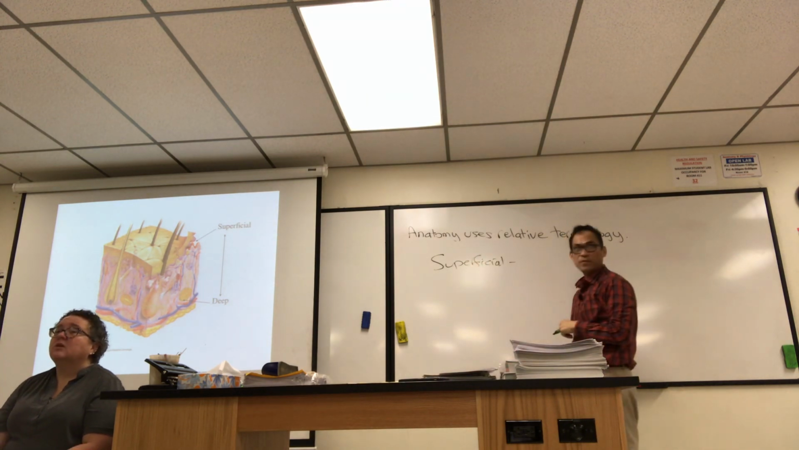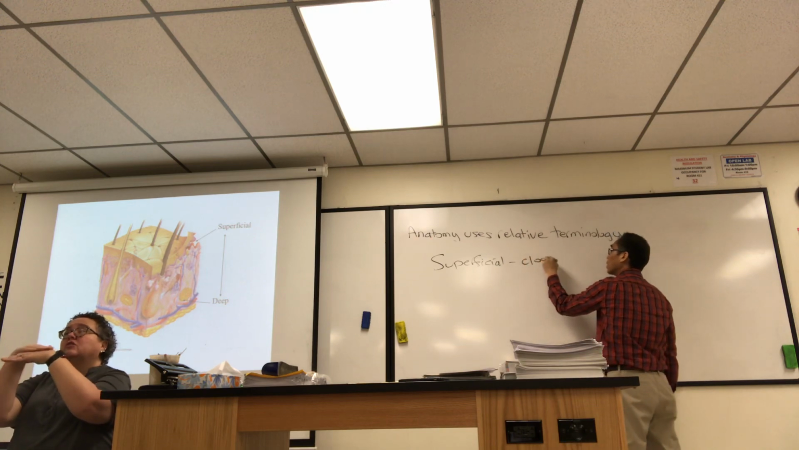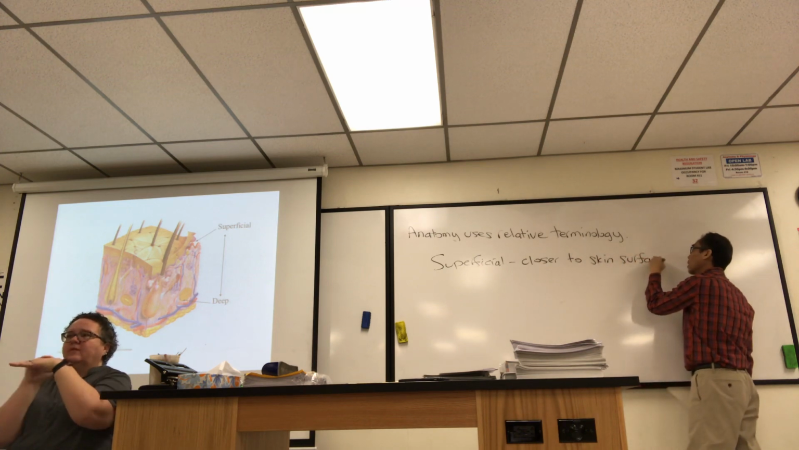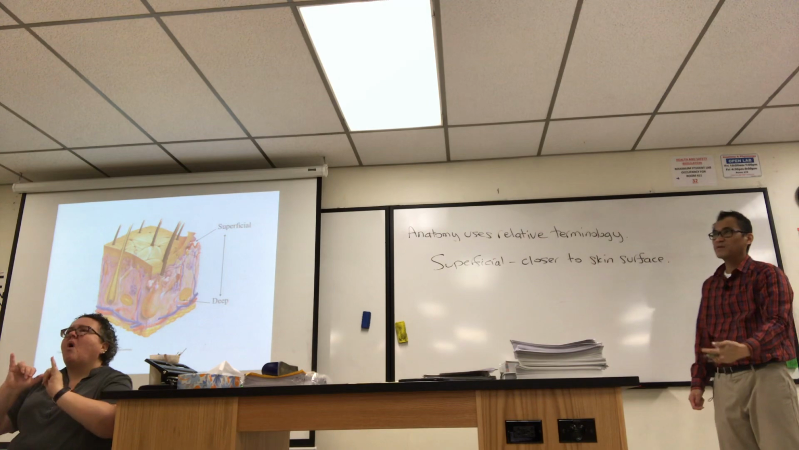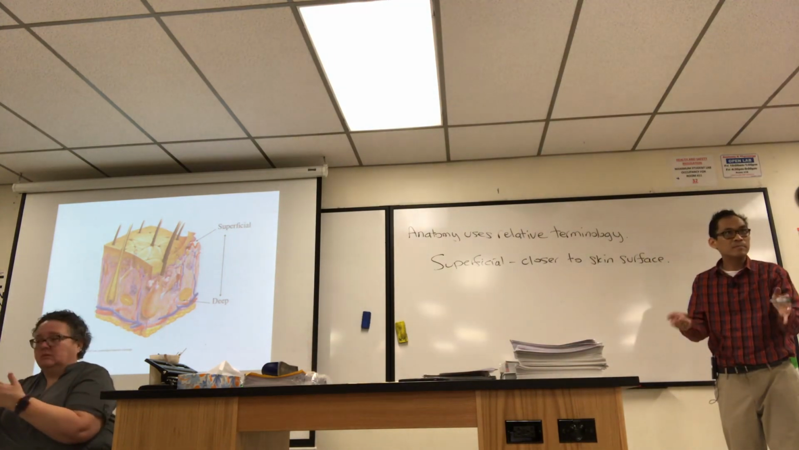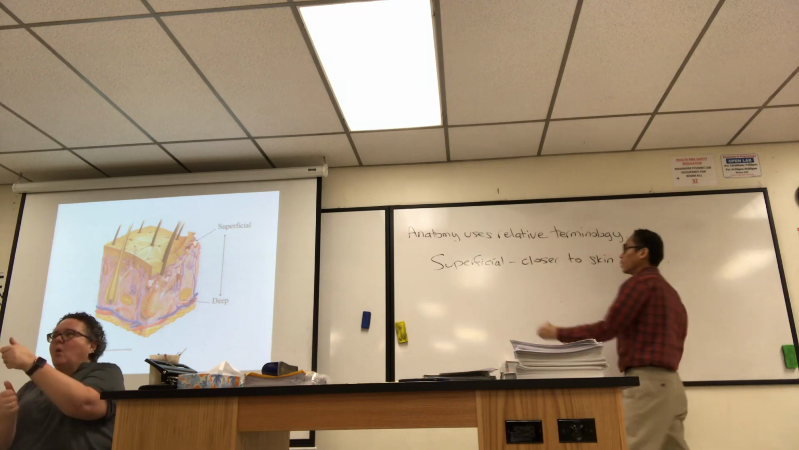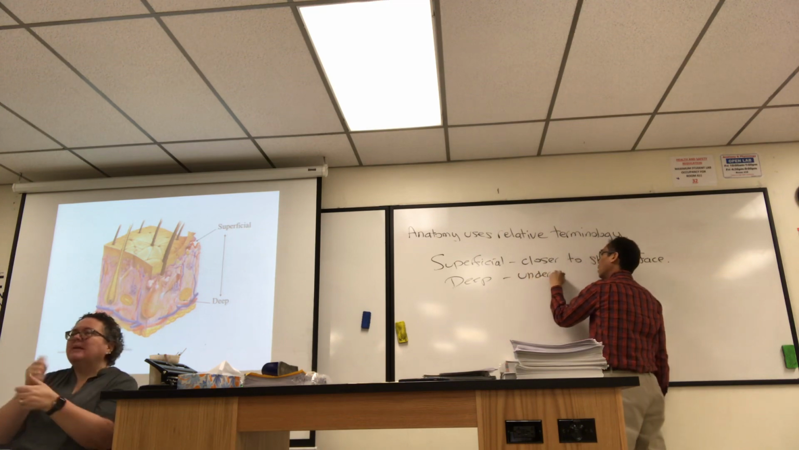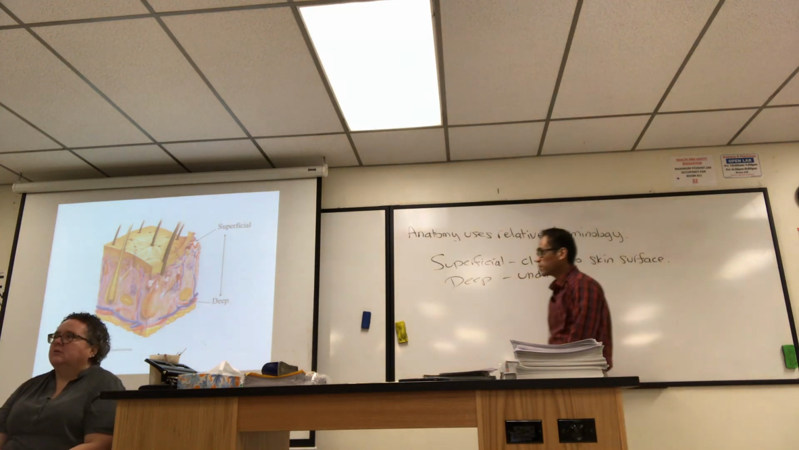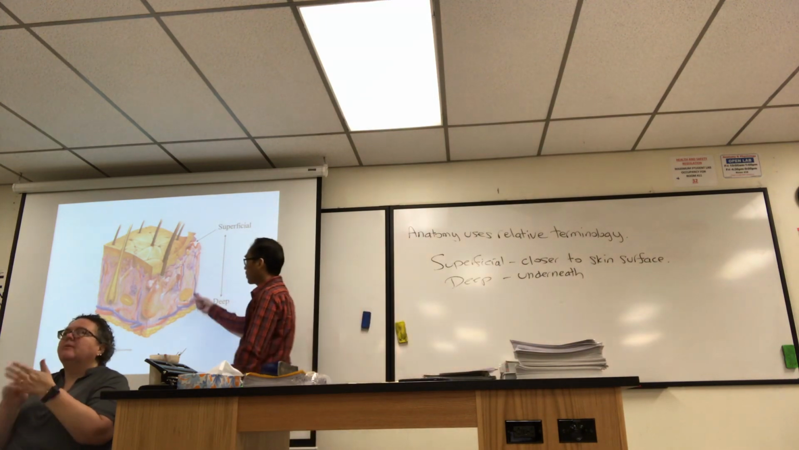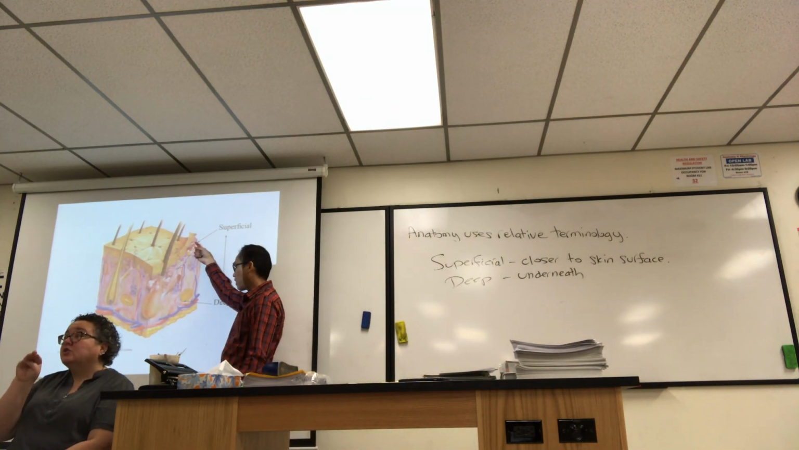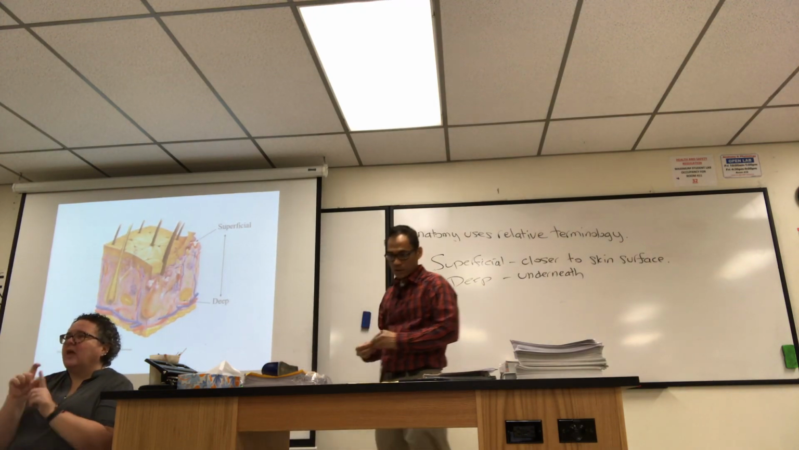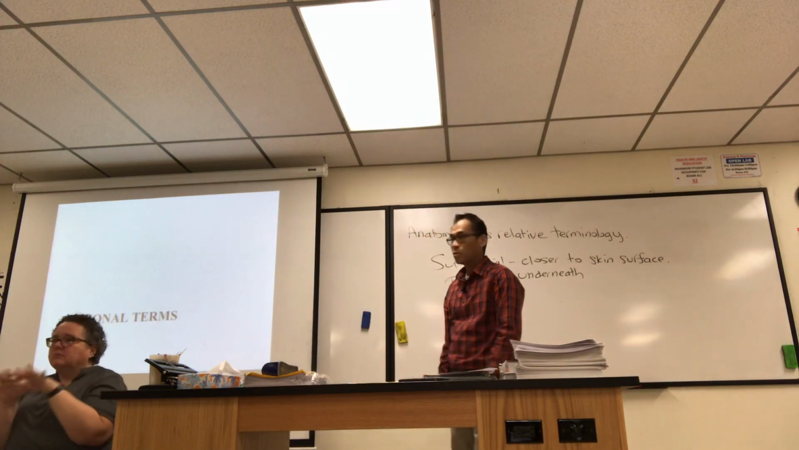means closer to the skin surface. And if we use the term deep, it means it's underneath it. Whatever it is, it's below, underneath. The dermis is deep to the epidermis. Epi means overlying. The subcutaneous tissue is deep to the dermis. So we use those terms. Superficial, deep, moving on. Regional terms.